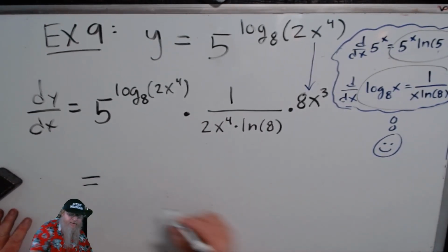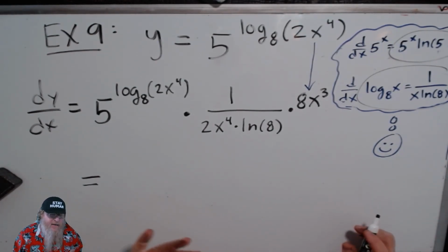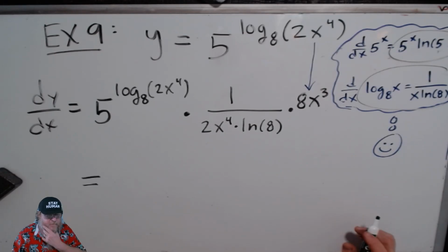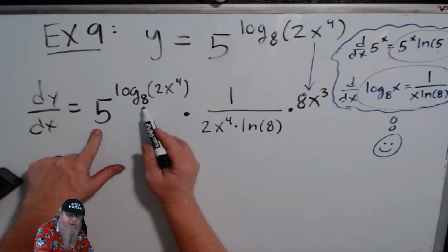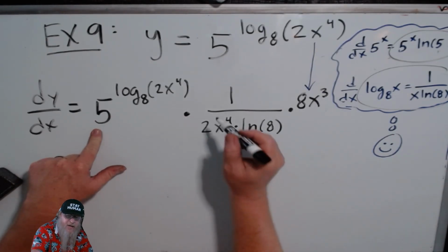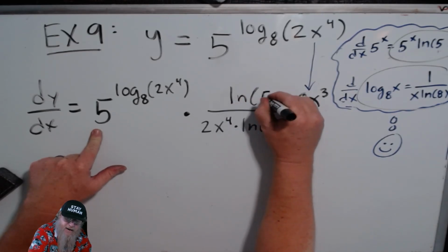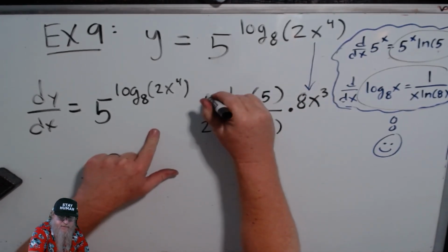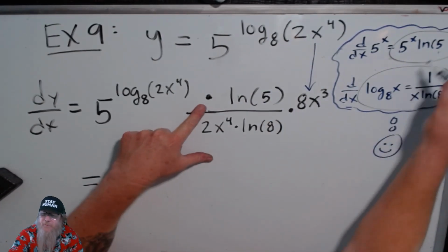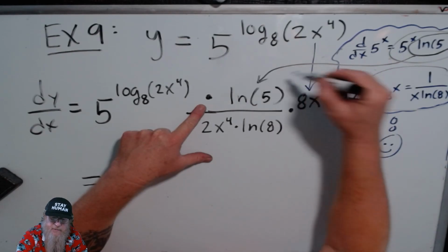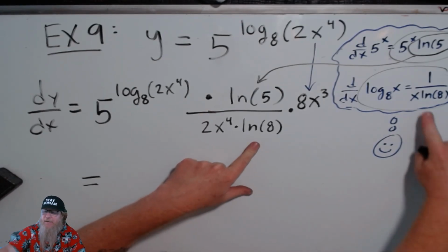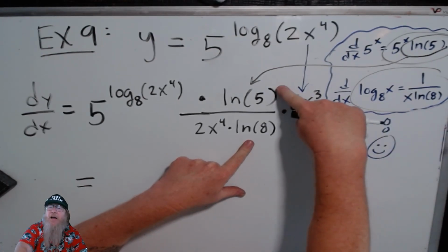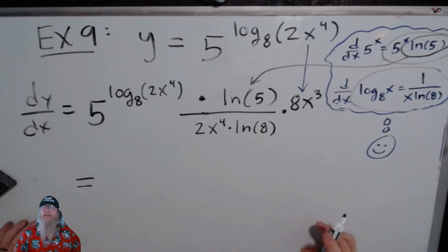I'm going to do a little bit more just because I think I can. I think I forgot something. Oh, I did forget something. 5 to the log 8 of 2x to the 4th times ln of 5. I almost forgot this, even though I wrote it down. I'm glad I stopped and took a breath before I forgot that. I remembered it down here because I made such a big deal about it, but I almost forgot it up here. All right, now we're ready to simplify.